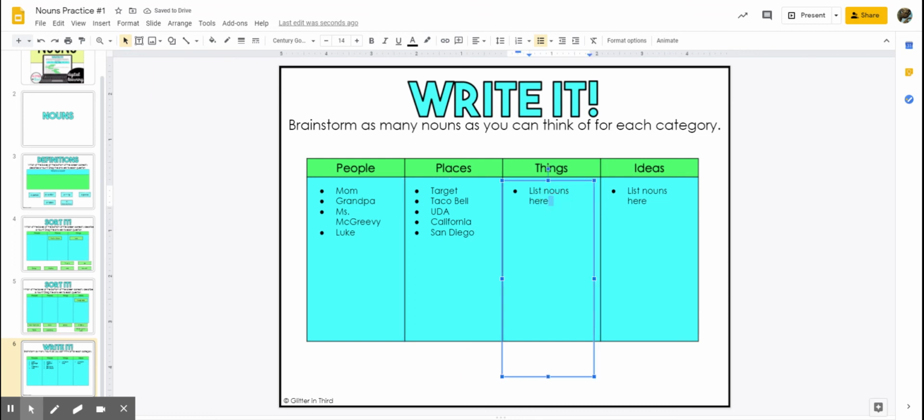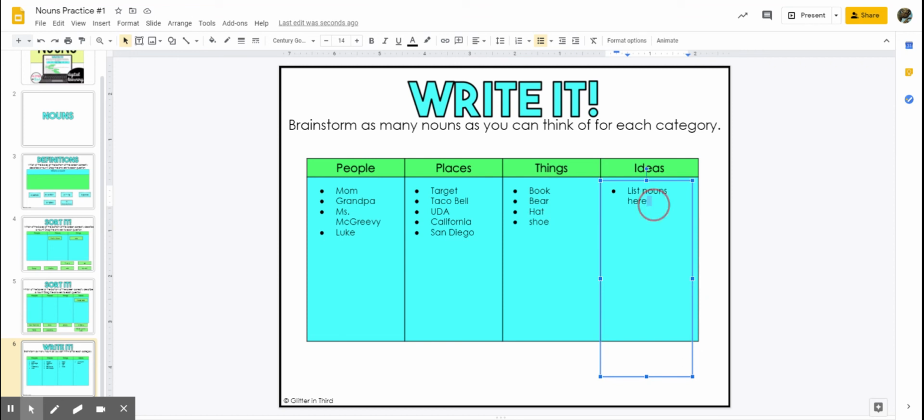I also want you to list some examples of things, nouns that are things. So maybe a book or a bear or a hat or a shoe. Things, anything that you can think of is also an example of a noun.